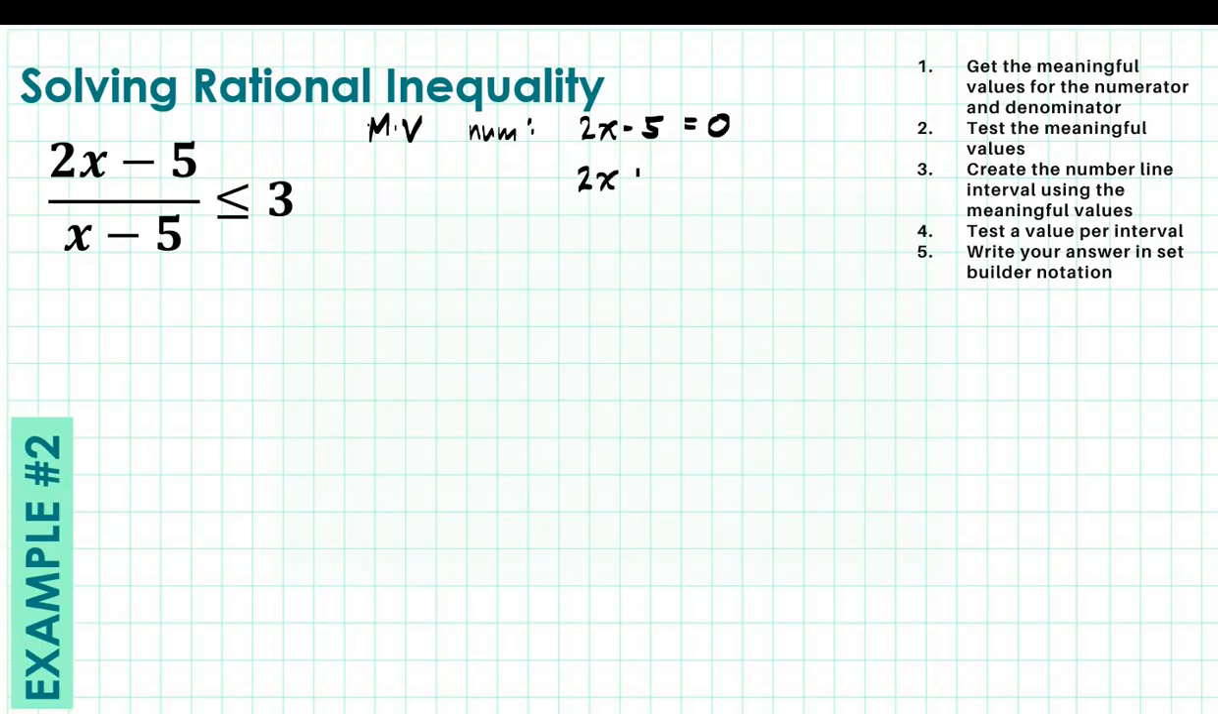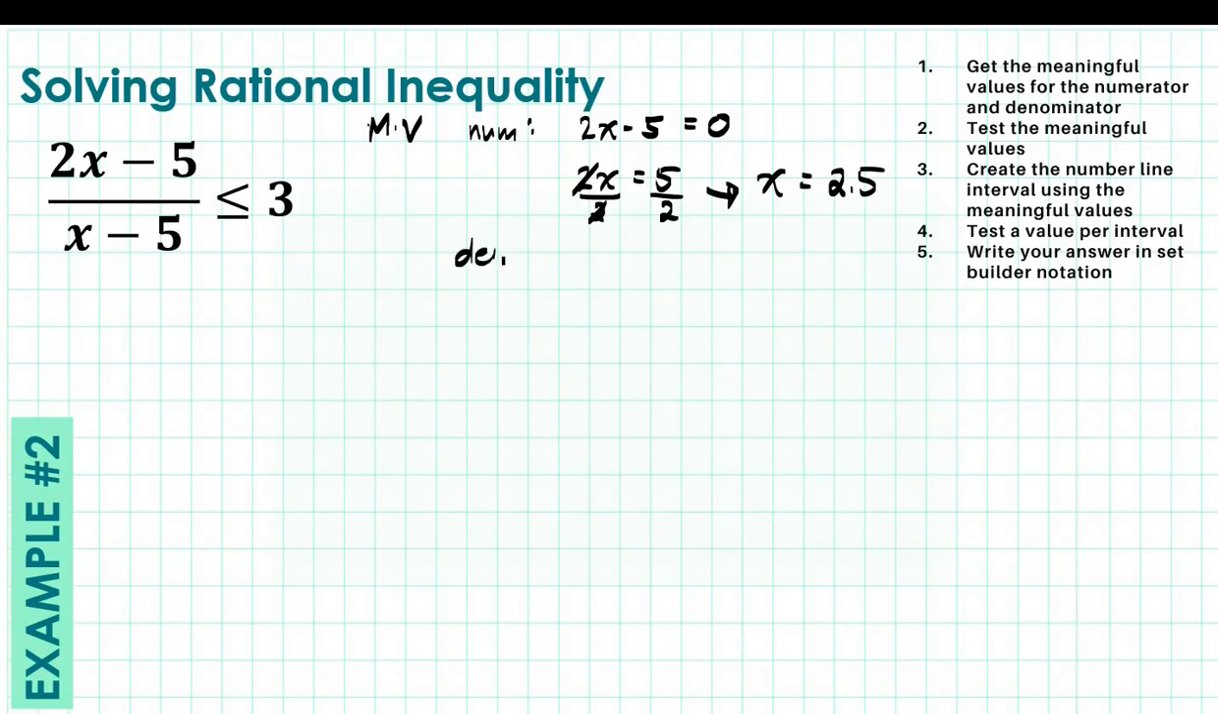Let's transpose 5 to the other side. We'll now have 2x equals positive 5. Then divide both sides by 2. And so we'll cancel this. The first value of x will now be equal to 5 over 2, which is simply 2.5.